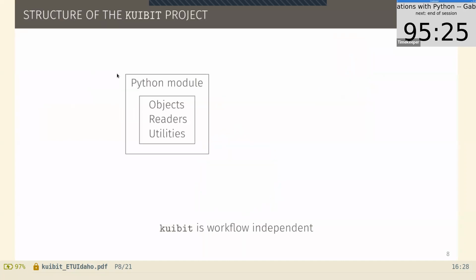Okay, there's something I want to emphasize about what kuibit is, because this will help us in the later hands-on part of this tutorial today. I want to tell you about the structure of the project itself. At its core, the most important part of kuibit is the Python module, import kuibit. Mentally, I decide that kuibit is split into 3 different parts: what I call objects, what I call readers, and what I call utilities.